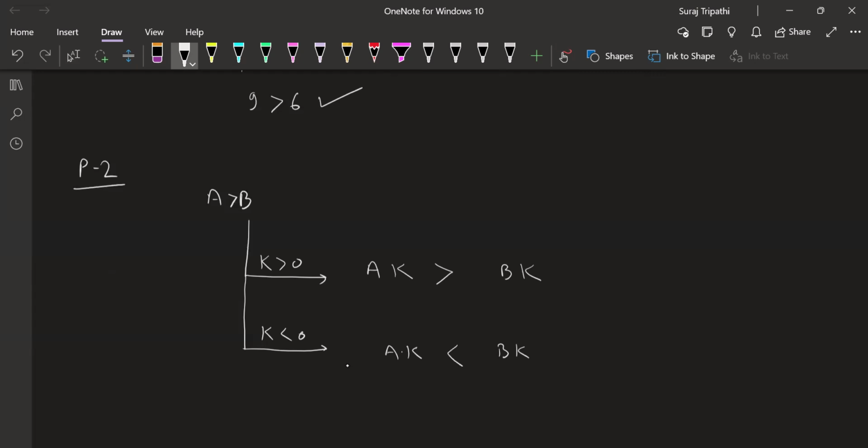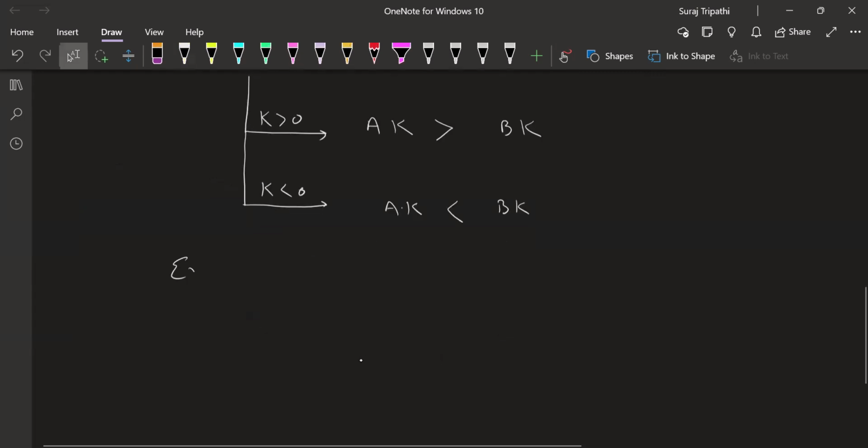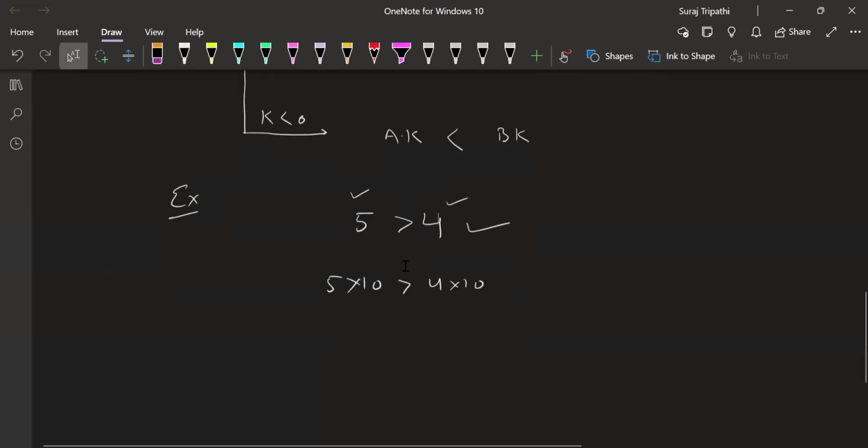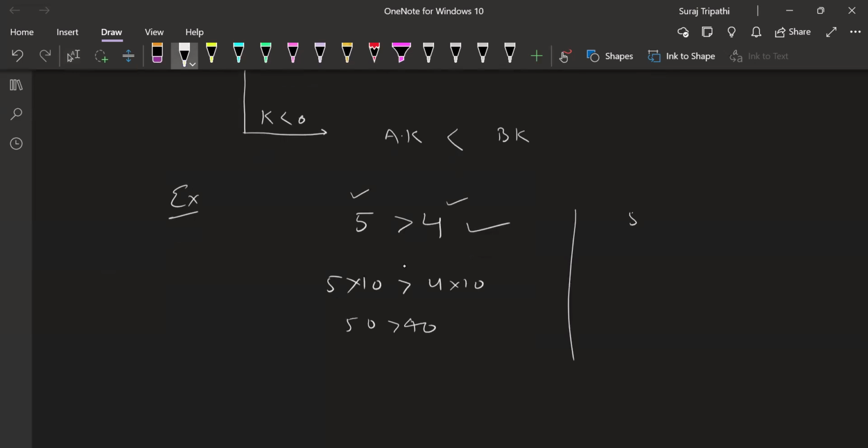Suppose for example we have 5 is greater than 4. Multiplying both sides by any positive number is allowed. Suppose 5 into 10 and 4 into 10, the inequality will remain true. As you know, the left side is greater than the right side. So by multiplying by any positive number, the inequality will be true and the sign of inequality will be the same, like 50 is again greater than 40. But in case of a negative number, if I'm multiplying both sides by minus 10, here 4 times minus 10, then the sign of inequality will change. We have to change the sign of inequality.